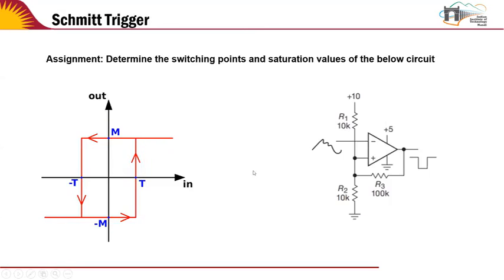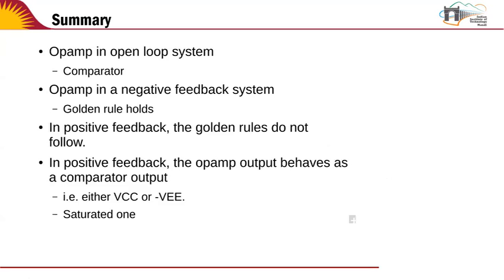And there was, I think, an exercise given, or here is an exercise that you can try out. If I have a certain biasing configuration, what is going to be the switching points of the output? For what input values is the output going to switch?